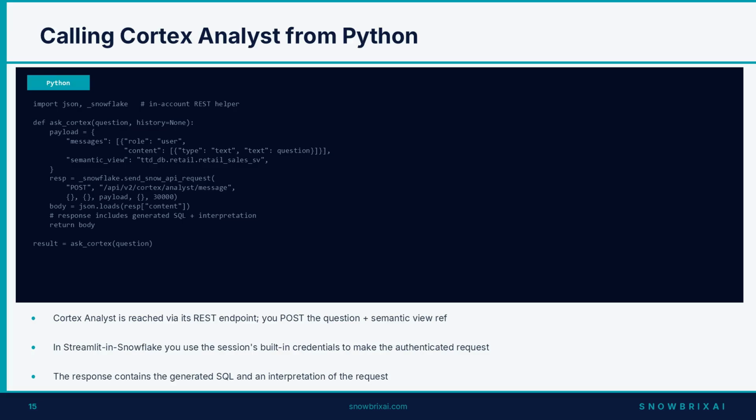Now the Cortex call itself. Define ask Cortex taking the question and optional history. The payload is a messages list with the user's text plus the semantic view reference, TTDD byte retail sales SV. Then send a REST API request, a POST to the Cortex Analyst message endpoint. Using the in-account helper, pass the content and return the body, which carries the generated SQL and an interpretation. This is the shape, not gospel.